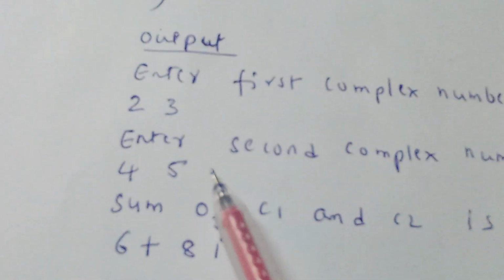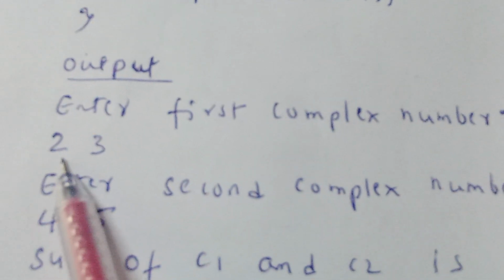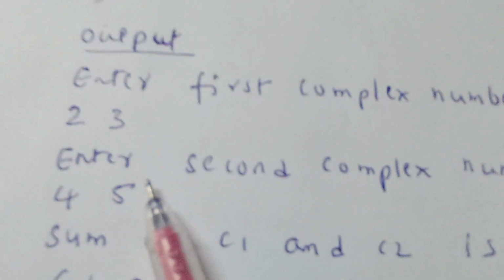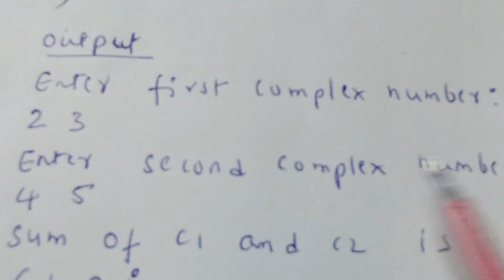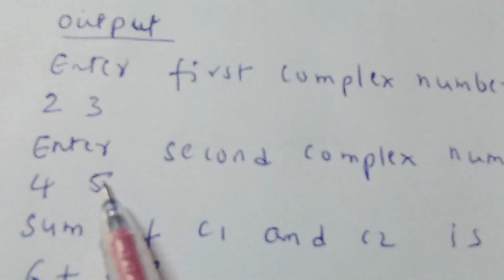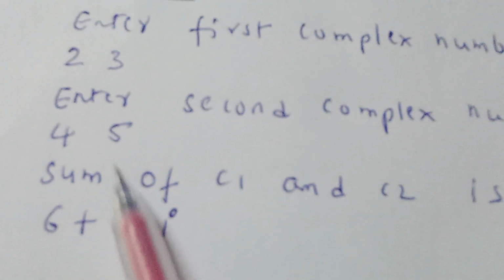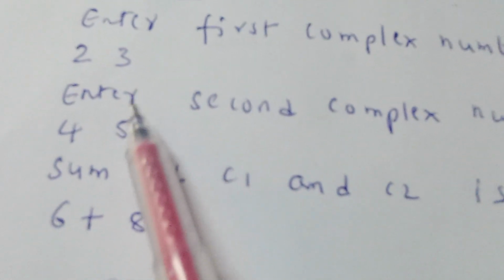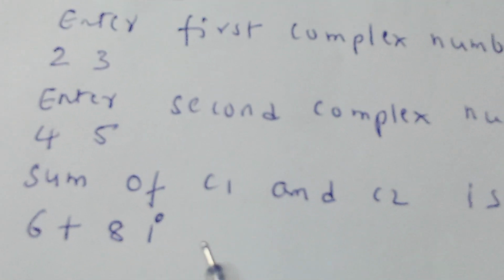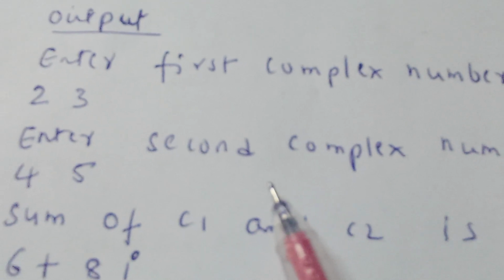So the output will be like this. Enter first complex number. We are inputting two values: 2 is the real part, 3 is the imaginary part. We get the message, enter the second complex number. We input two values: 4 is the real part, 5 is the imaginary part. So the answer is 6 plus 8i. 2 plus 4 is 6, 3 plus 5 is 8. So 6 plus 8i. This is the way overloading of the plus operator is done on complex numbers.